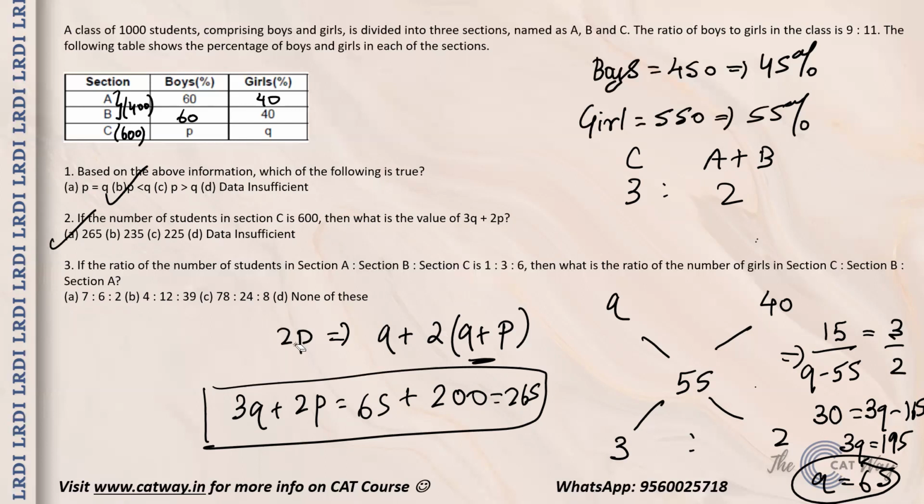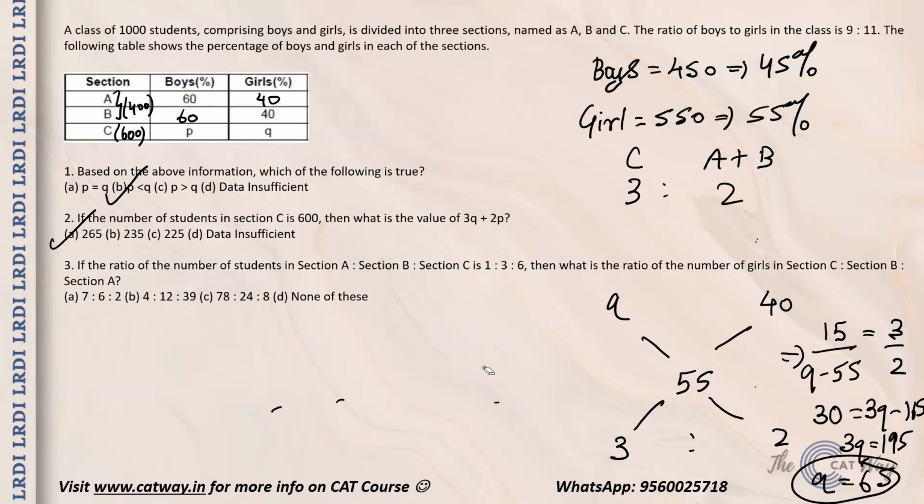Now moving on to the third question. The third question says that if the ratio of the number of students in sections A, B and C is 1:3:6, what is the ratio of the number of girls in sections C, B and A? So there are 100 students in A, there are 300 students in B, and there are 600 students in C, right?